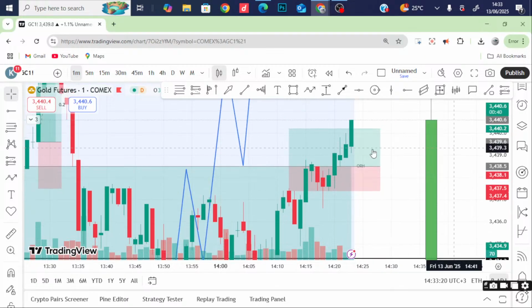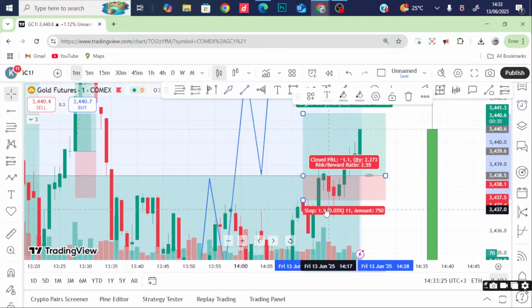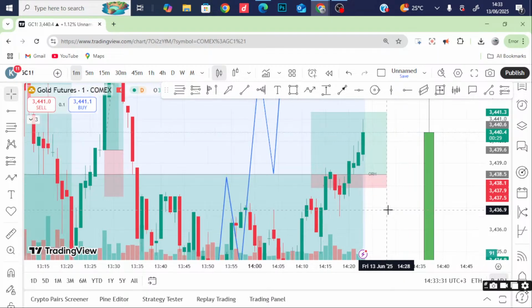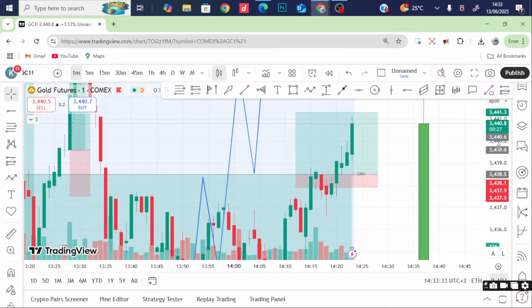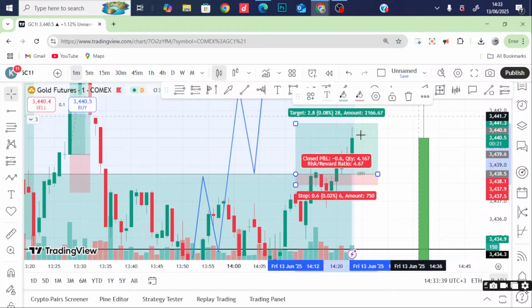We use the daily bias. Still taking our profits, reducing our stop loss, making our stop loss as tight as possible. This is the ORB, the open range break.